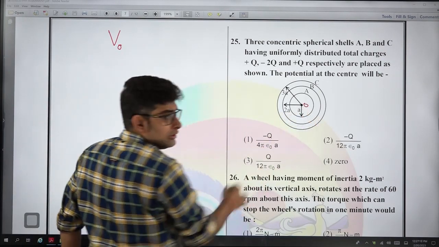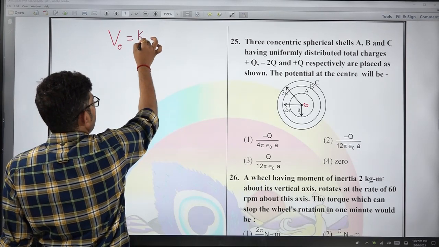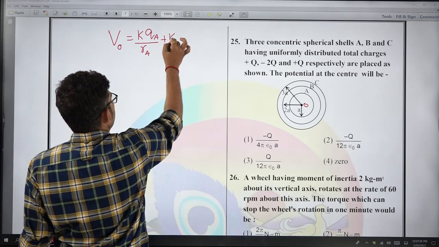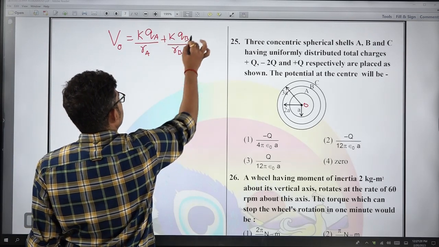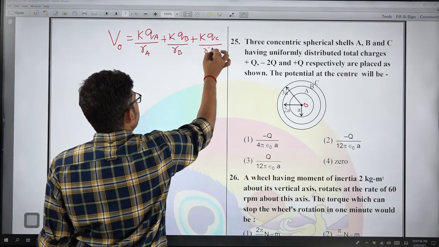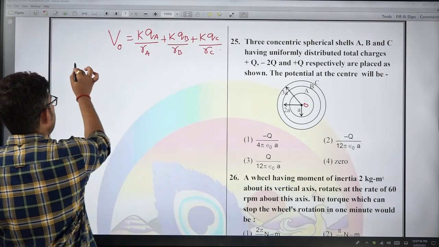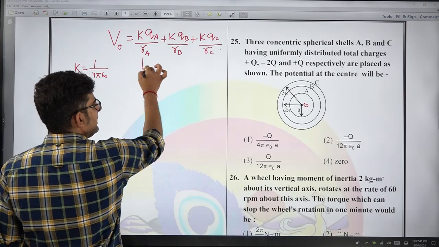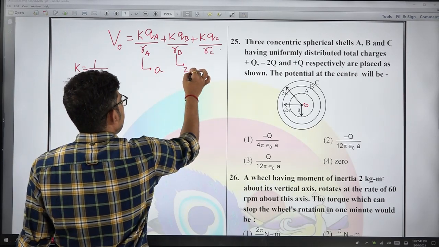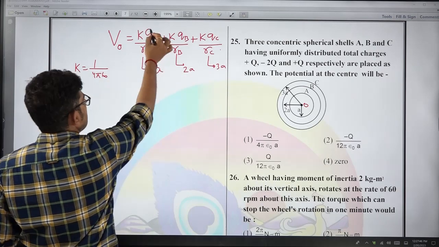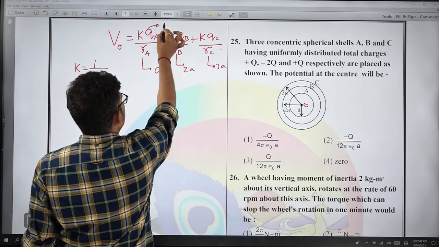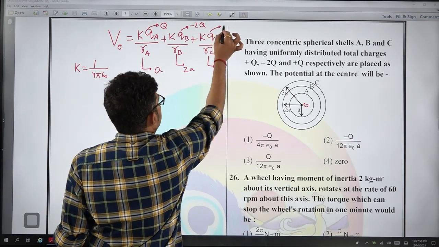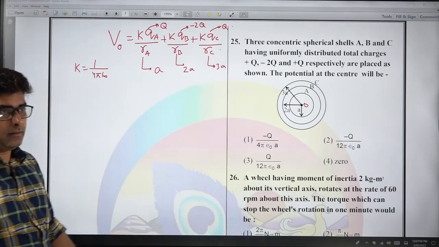If I take the center, what will I write this as? K charge on A by radius of A, plus K charge of B by radius of B, plus K charge of C by radius of C. And K is how much? 1 by 4 pi epsilon naught. All the radii have been given: a, 2a and the radius of C is 3a. Charges are also given: QA is plus Q, QB is minus Q, and QC is plus Q. So after a very difficult calculation you will get the answer. Okay.